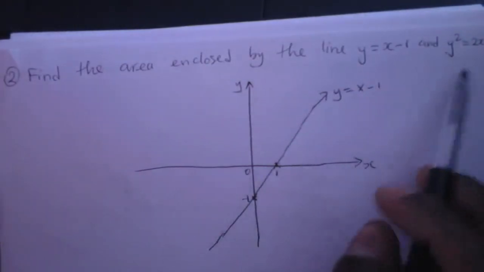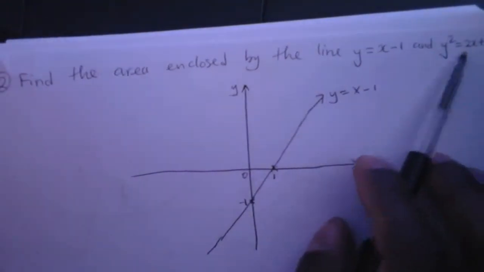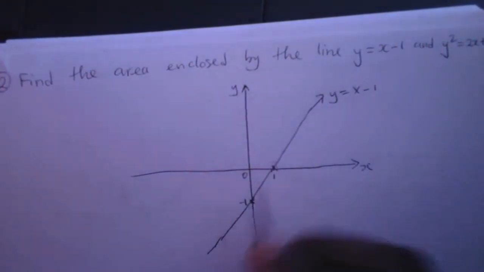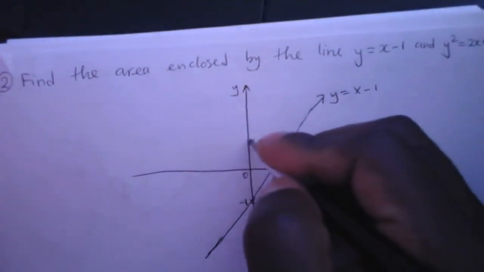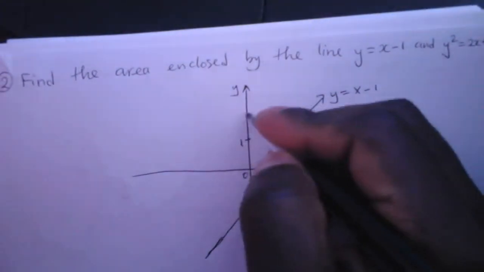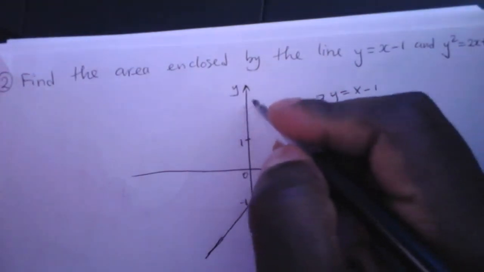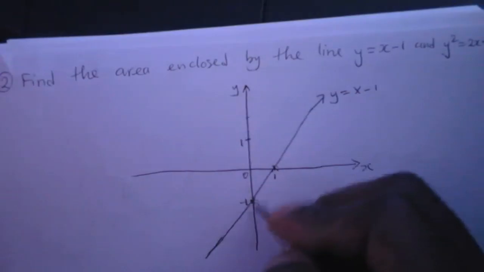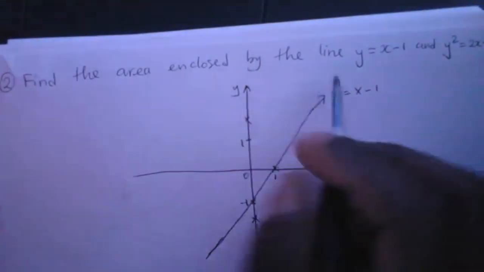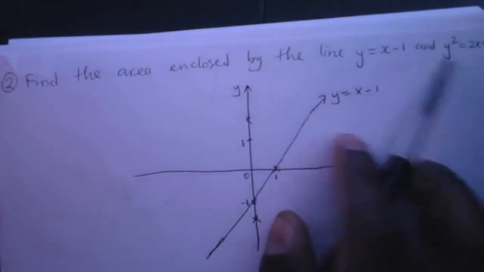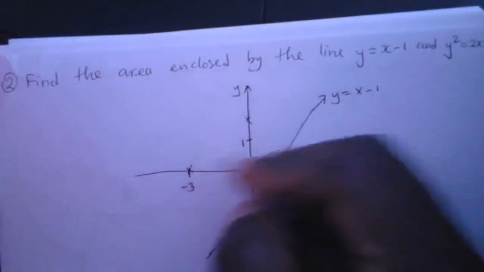Now to sketch y squared equals 2x plus 6, if we set x is 0, we just have y is plus or minus root of 6. So if this is 1, root of 6 will be somewhere there at the top, and somewhere there at the bottom. And then if you set y is 0, you get x is minus 3. So you're somewhere there. Alright, so let's sketch this.